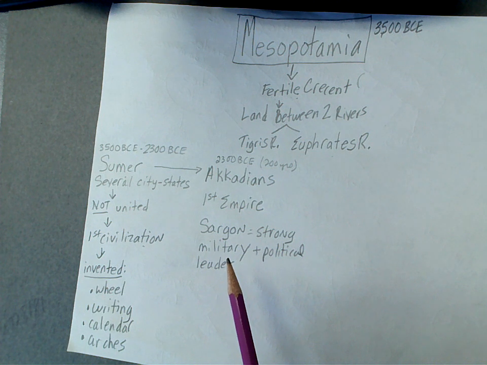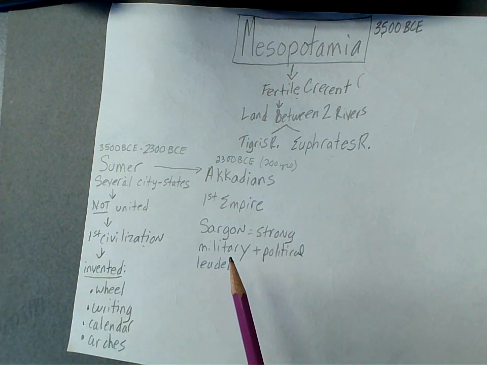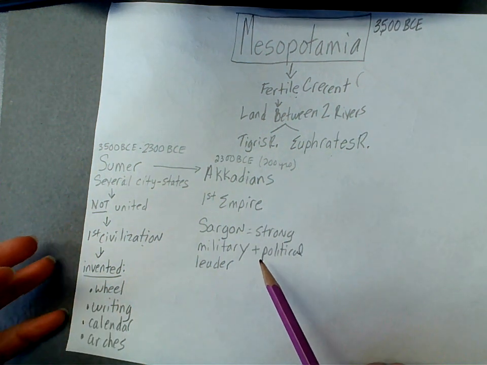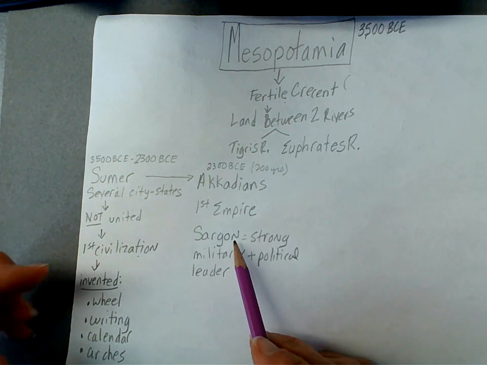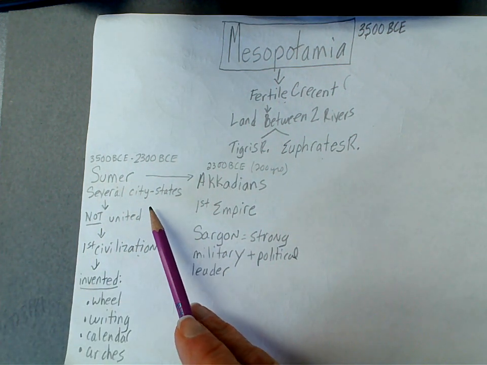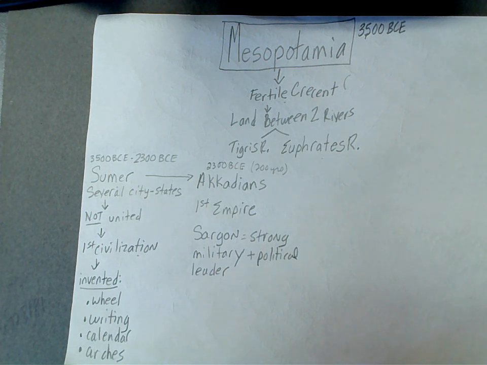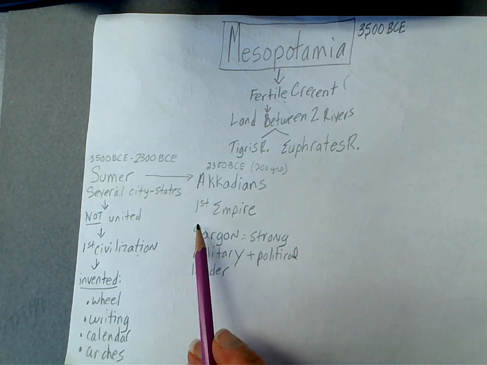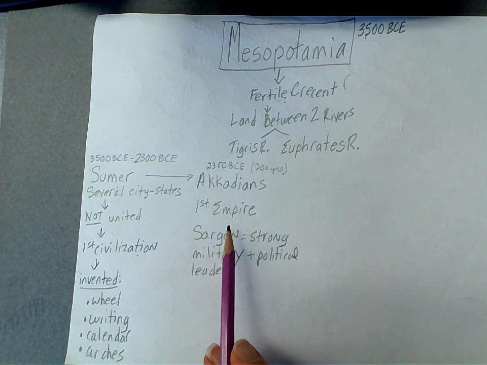And Sargon said, you know what? I'm going to have the one language as the common uniting language. You could speak a different language at home, but there was one uniting language. And so Sargon realized the benefits of uniting all of these city-states, uniting people with one leader, and uniting people with language and customs. So this is how it starts to become the first empire.